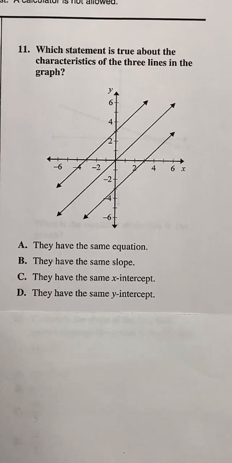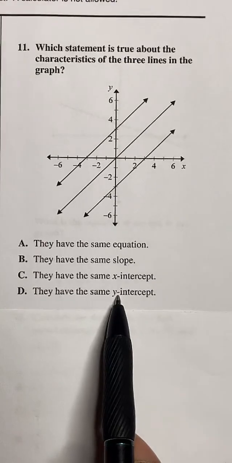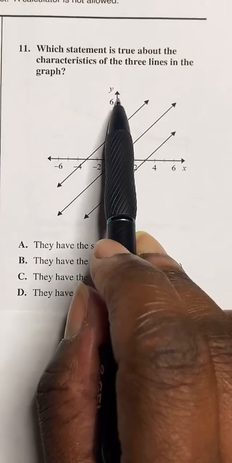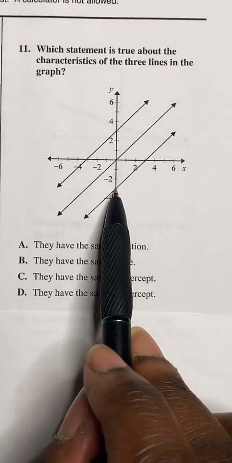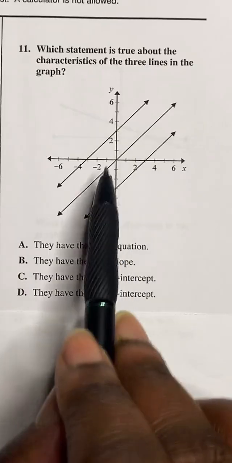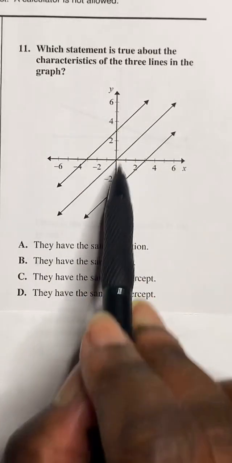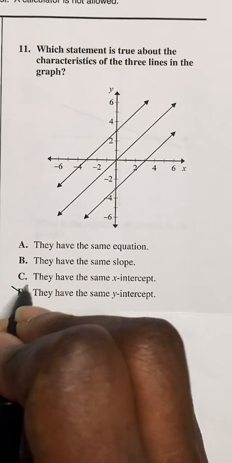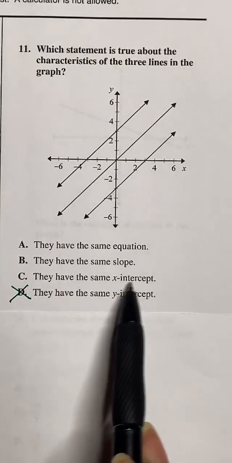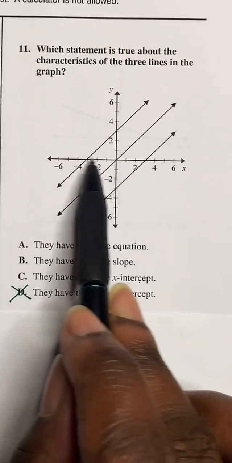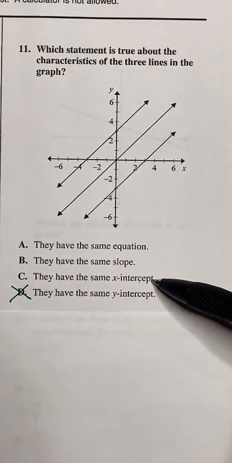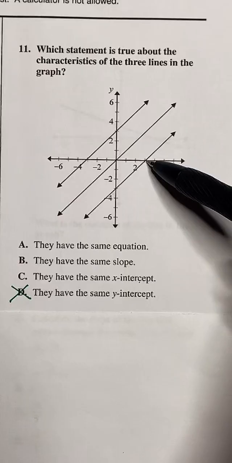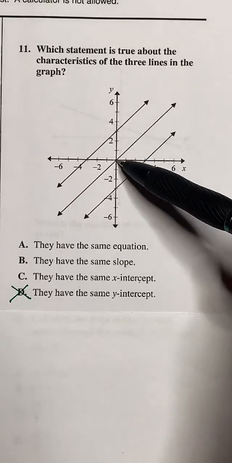All right, let's take a look. Now, y-intercepts, this is your y-axis. If they have the same y-intercept, they will all be crossing in the same spot, which they are not. They're in 3 different spots. D, gone. They have the same x-intercepts. This is your x-axis. Now, if they have the same x-intercept, that means all 3 lines will be crossing at the same spot, which they are not.